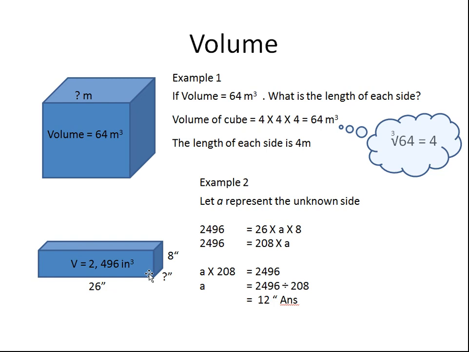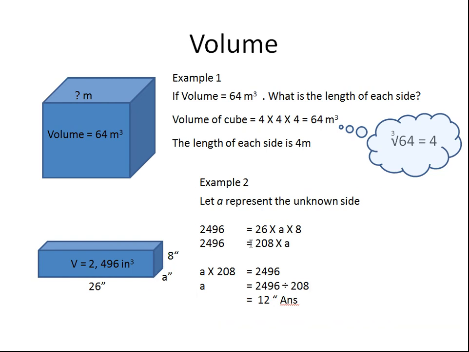Likewise, here is another example. If you know the volume of a cuboid and you know two sides, you will be able to find the third unknown side. So my volume is 2496, and this is equal to 26 times A times 8. Now the A here is the unknown side. I don't know what this side is, so I let A represent the unknown side. Here is a question mark, but I can always change this question mark to A.